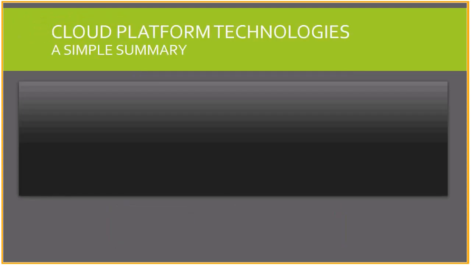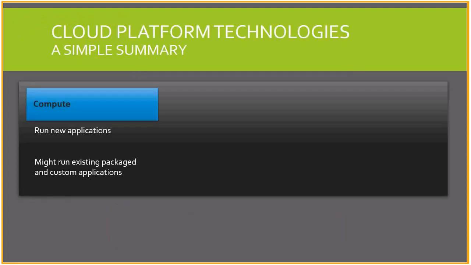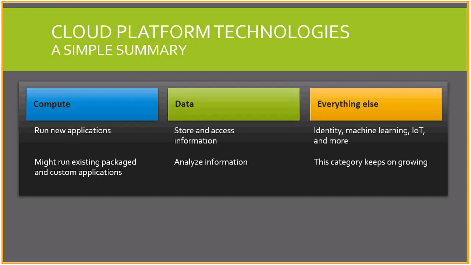So, cloud platform technology. Let's go back to the simple summary. Here I have tried to give three sections: compute, data, and everything else. What we are talking about is that cloud gives you three types of services. One is compute. Compute is replacing your server. Compute means where you will need a CPU, where you will need a virtual machine, where you will need a server.